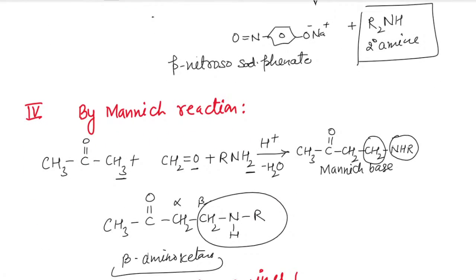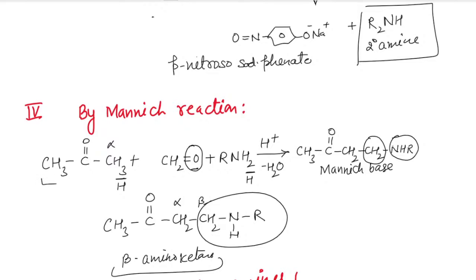I was saying in this method, Ashish, see this formaldehyde oxygen, okay, and what about this hydrogen? It means the alpha hydrogen from the ketone, okay, and one hydrogen from the primary amine, okay. So they are removed in the form of water.